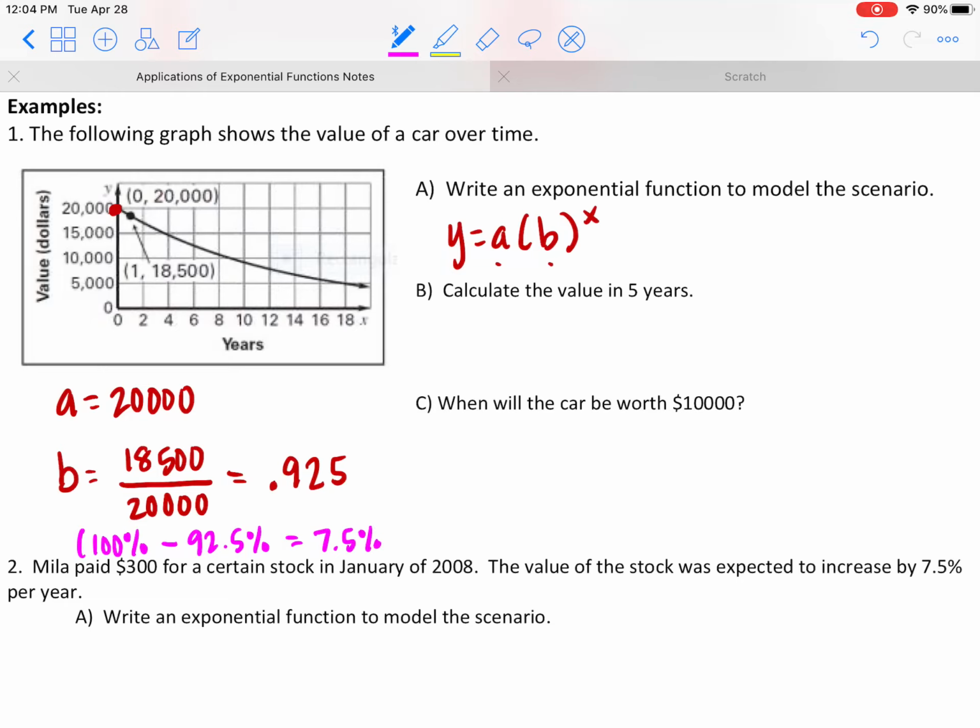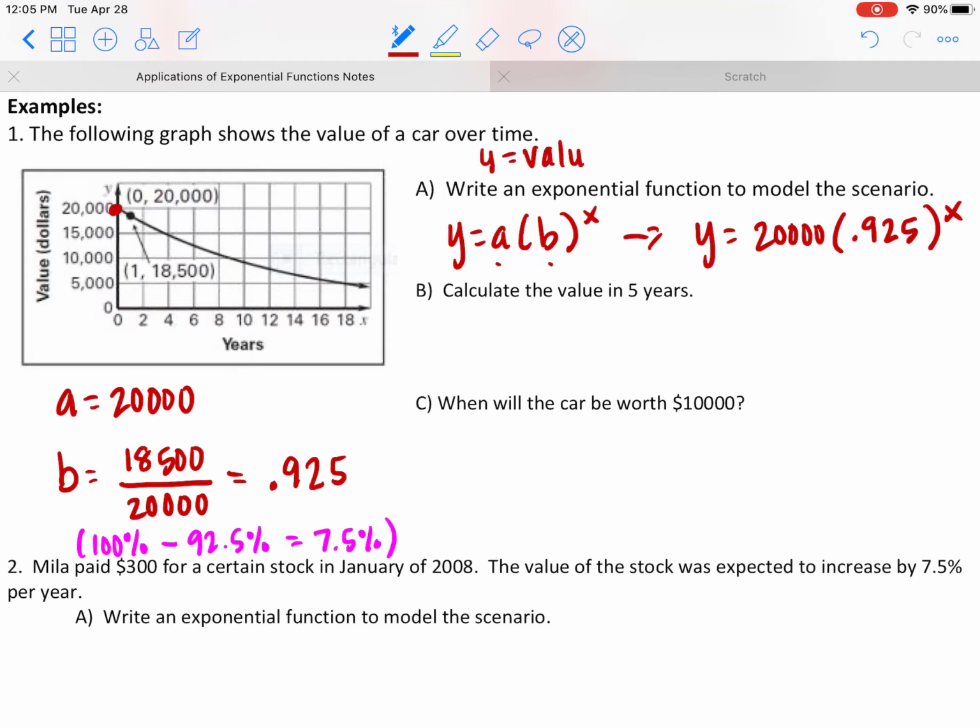Now, what is it decreasing by? Well, just so you can wrap your brain around this, if we started at 100% of the value, and now we're at 92.5% of the value, what have we lost? Well, we've lost 7.5% of the value. So we're losing 7.5% of the value per year, okay?